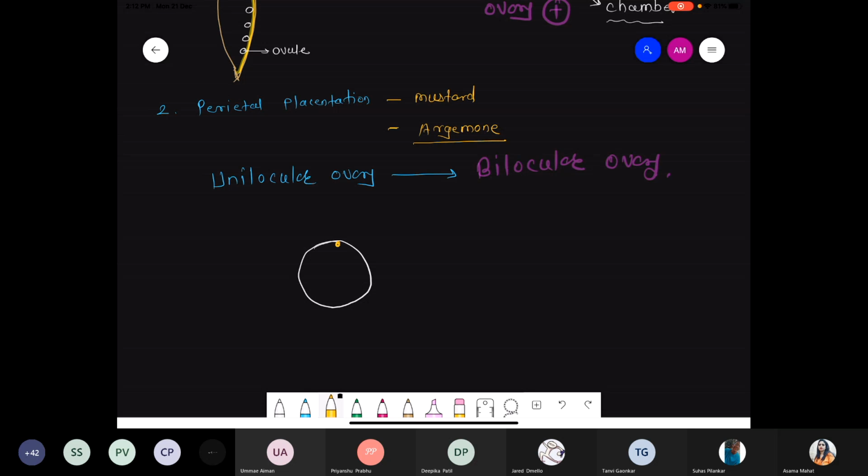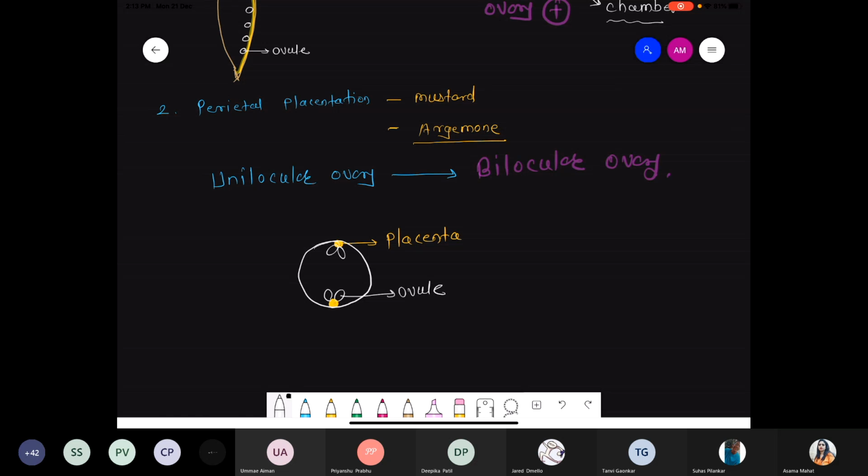Now exactly to the opposite side, there is a presence of the placenta. So this mustard color will represent the placenta, right? On the placenta, now the ovules get arranged like this. So suppose these are the ovules. So these are the ovules, right? So initially, if you see, this is the entire ovary which consists of the placenta, which consists of the ovules.